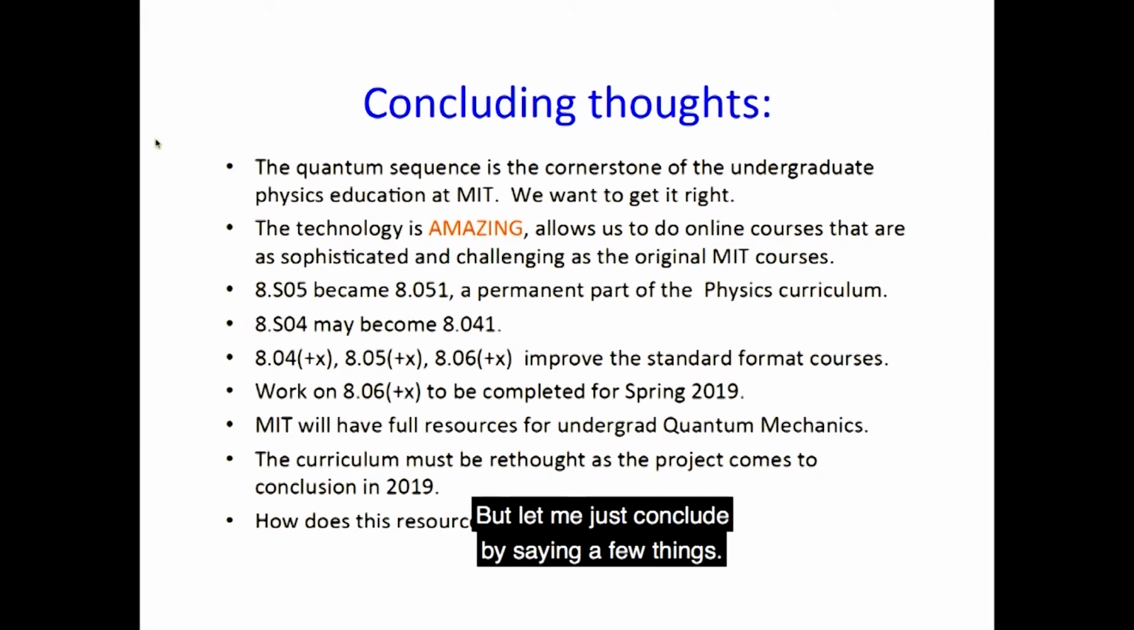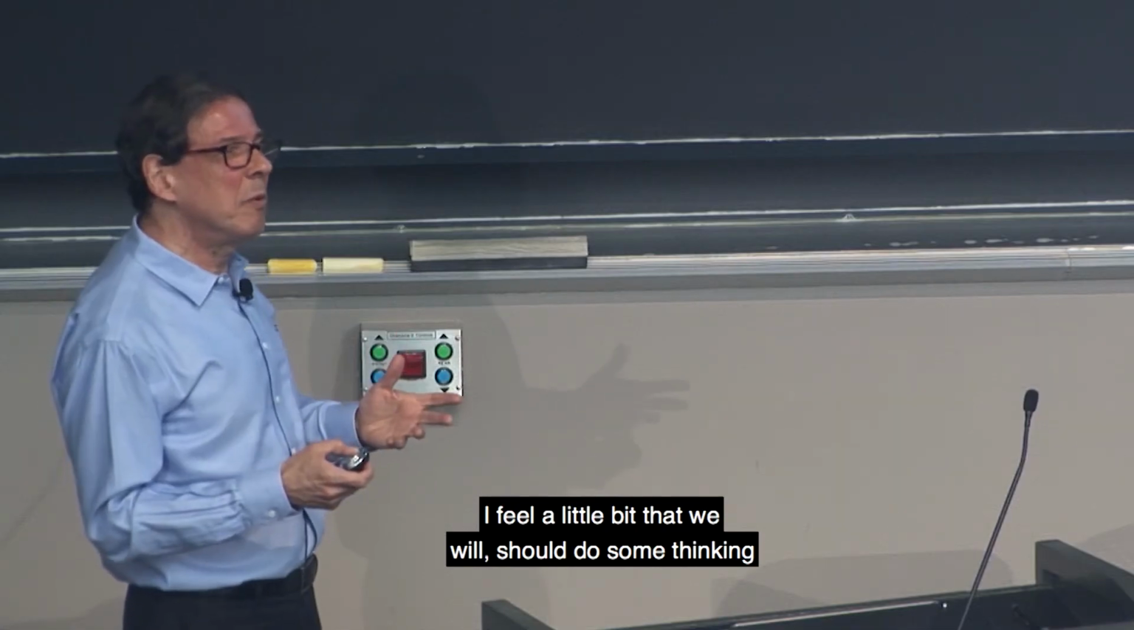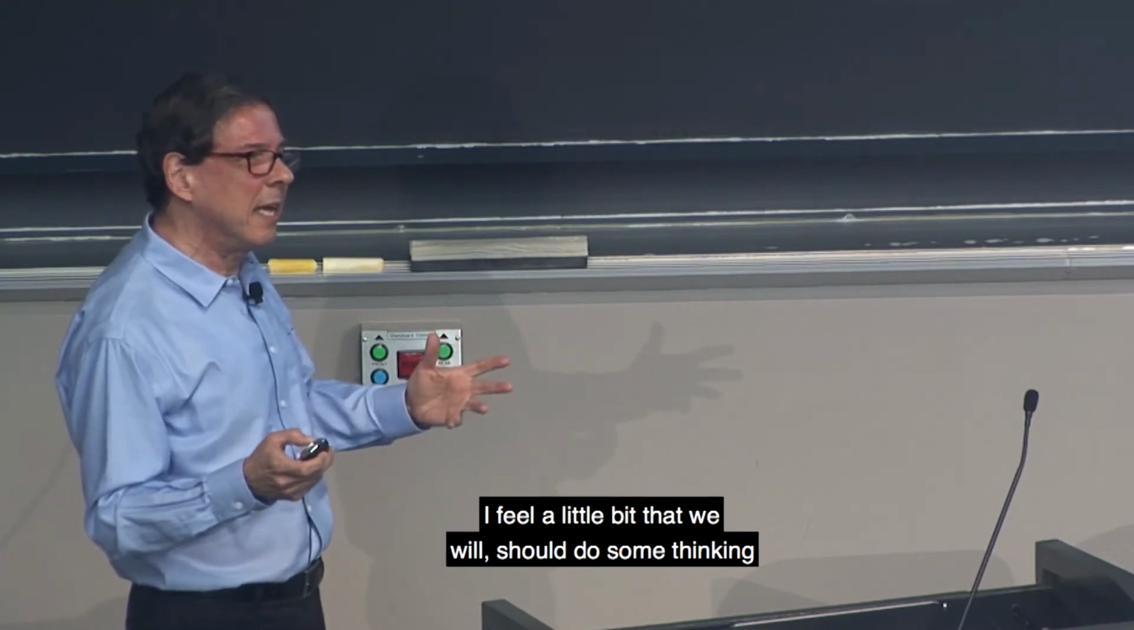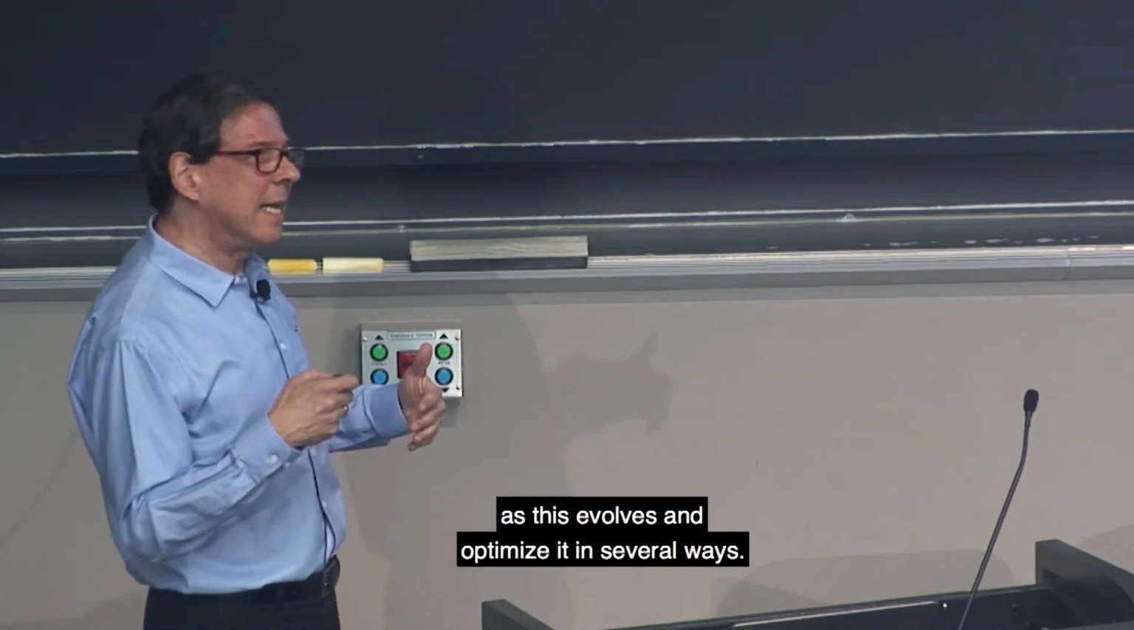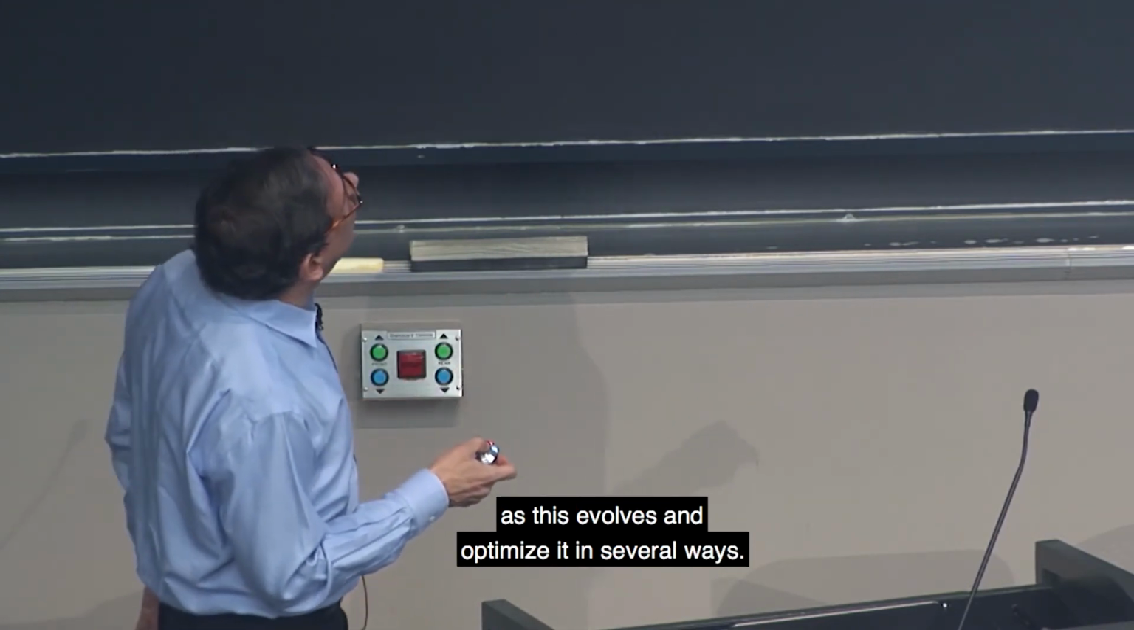But let me just conclude by saying a few things. The quantum sequence is very important for the MIT undergraduate education, and we would like to get it right. I think we've been developing it, and hearing Carl's talk, I feel that we should do some thinking as this evolves and optimize it in several ways.